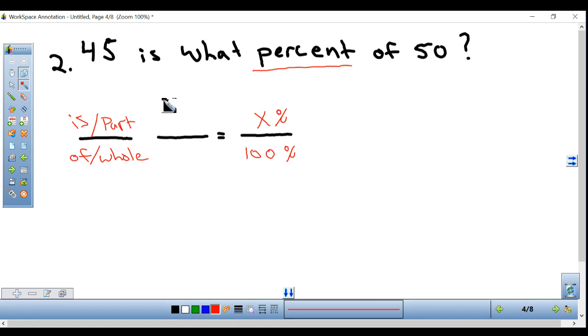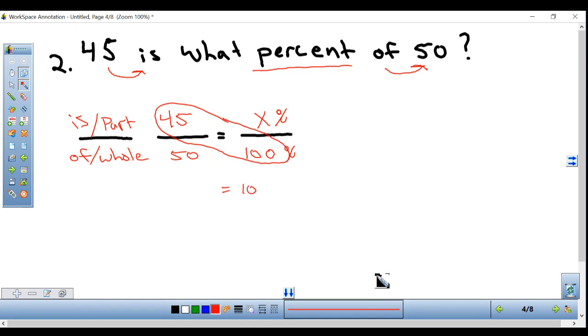45 is right next to is. So 45 goes on top. Is what percent of 50? 50 is on the bottom. 45 is my part. 50 is my whole. Now, if you notice, my x, my unknown value, is in a different spot, but that doesn't change anything. We're going to solve it the exact same way, but now my answer is going to be represented by a different area. So cross products will always get us the right answer.